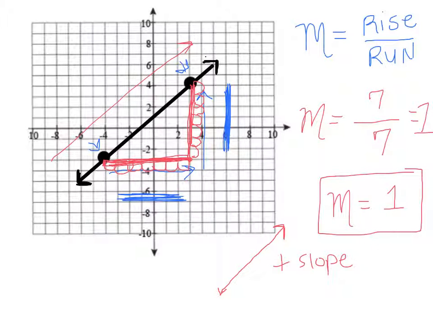If you can reduce this fraction, you want to. But if you can't, then that's okay. Alright. Let's look at another line and see if we can determine the slope when given another graph.